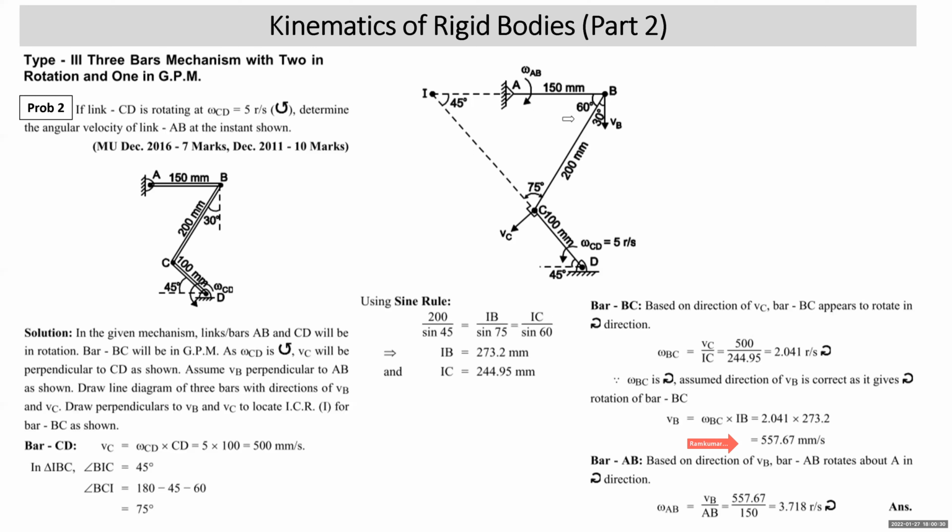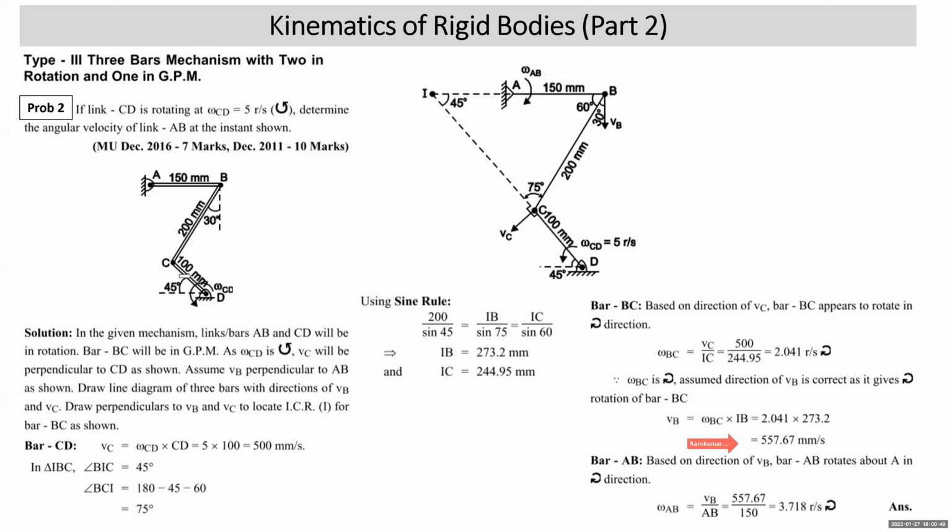Now we come to the motion of bar AB. Bar AB is in rotation about A. Omega AB is VB upon AB. VB we got as 557.67 and length AB is 150. So omega AB is 3.718 radian per second.